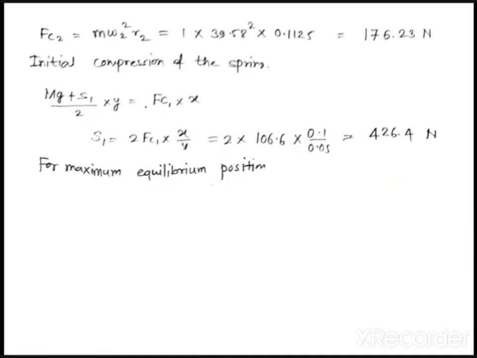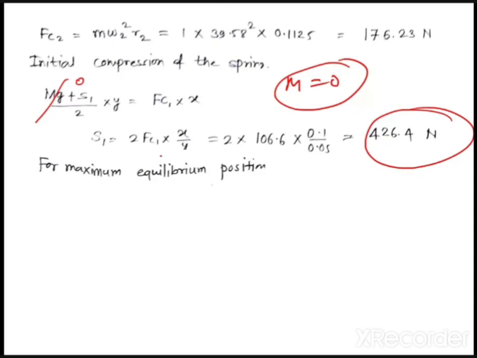Capital M is equal to 0 because they haven't given you M. So mg plus S1, this term will get 0. So you are getting S1 is equal to FC1 times x upon y. So you are getting this.